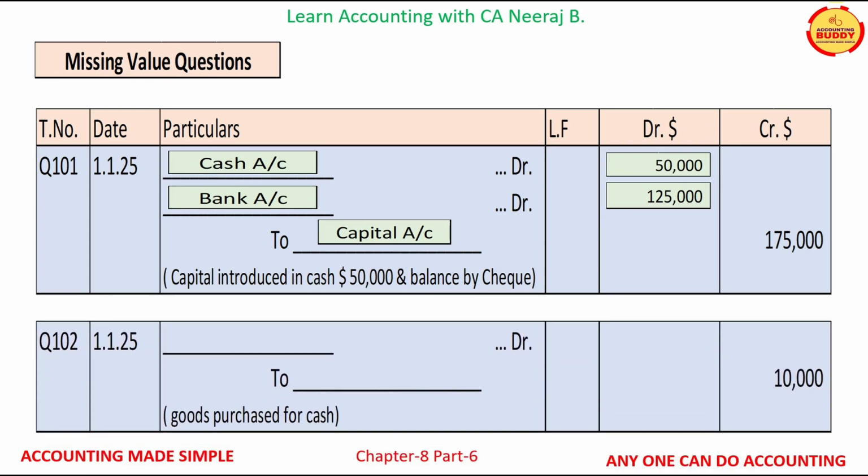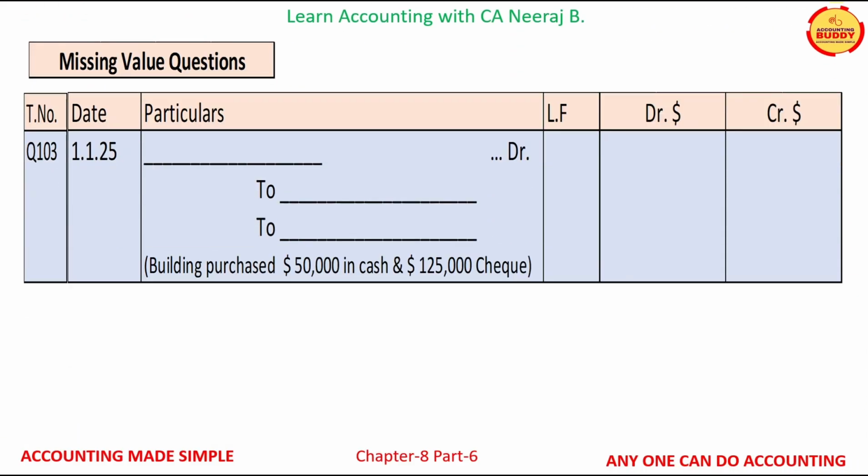Question number 102 is goods worth $10,000 purchased for cash. For this transaction, purchase account will be debited with $10,000 and cash account will be credited.